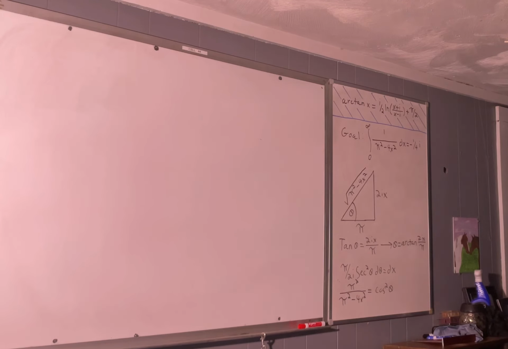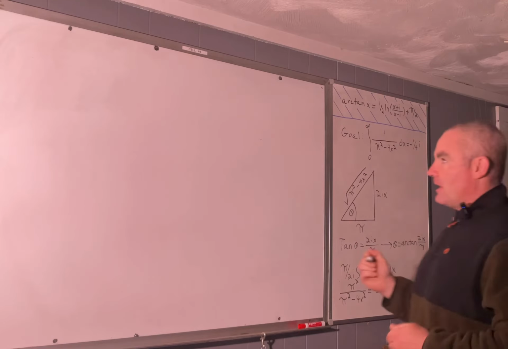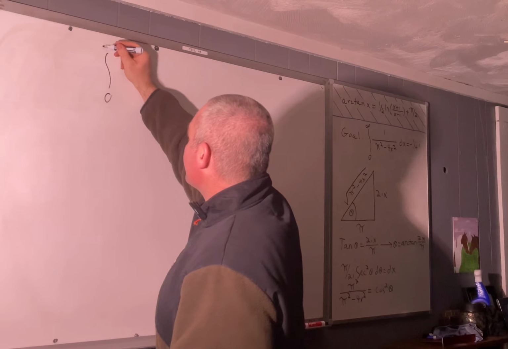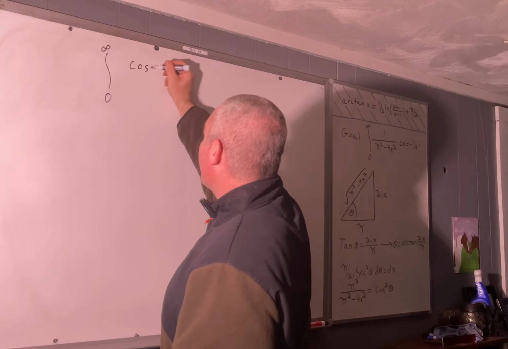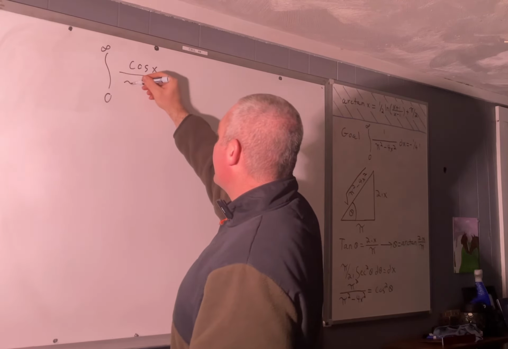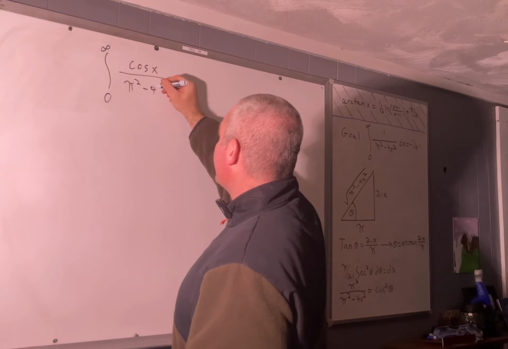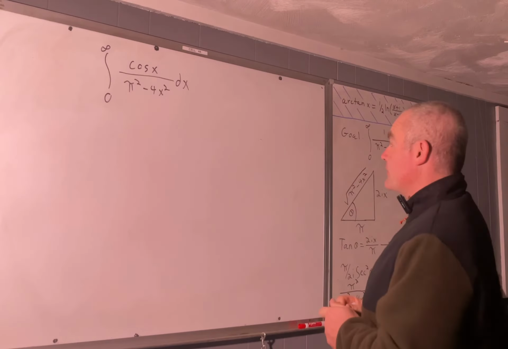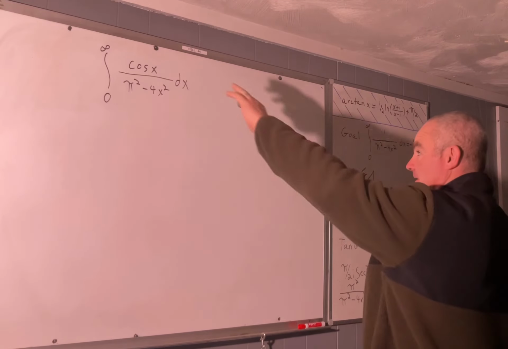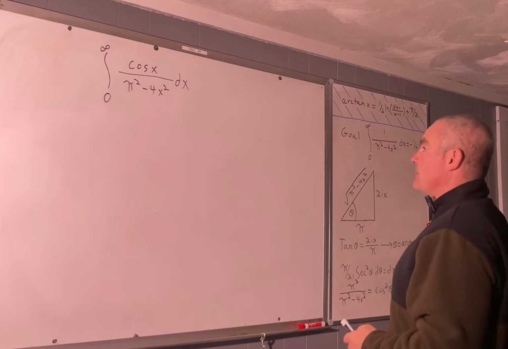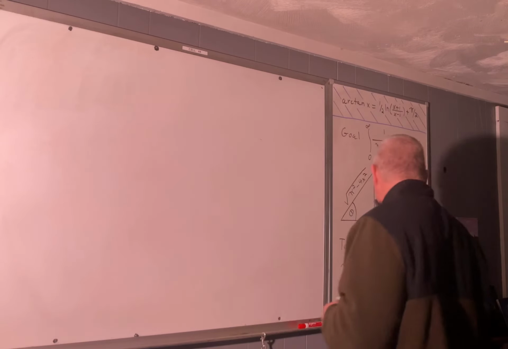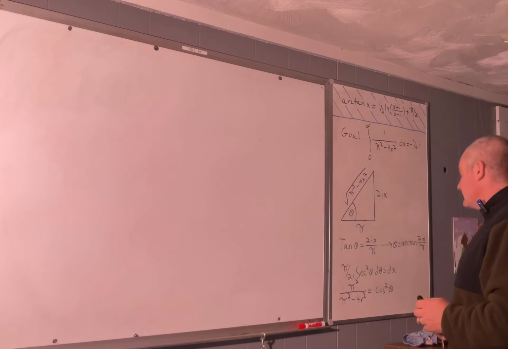This is part two in a series where I try to solve this integral, the integral from 0 to infinity of cosine x over pi squared minus 4x squared dx using Feynman integration. We're not actually going to be getting to this part of it today. Like I said, this is part two of three. On the third part, I'll actually solve that integral I just had up there.